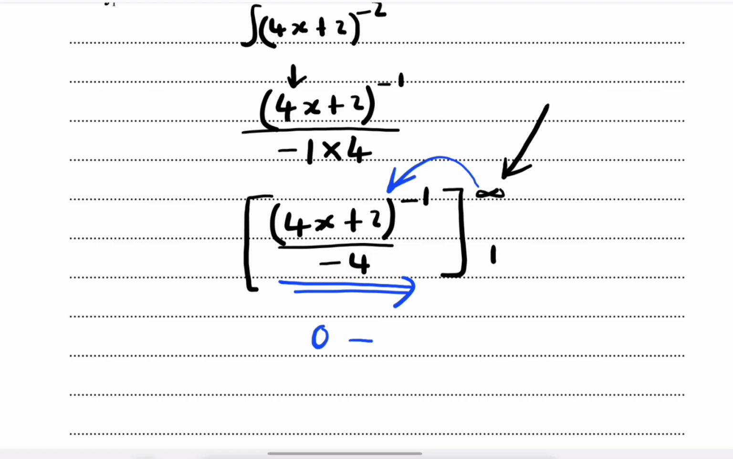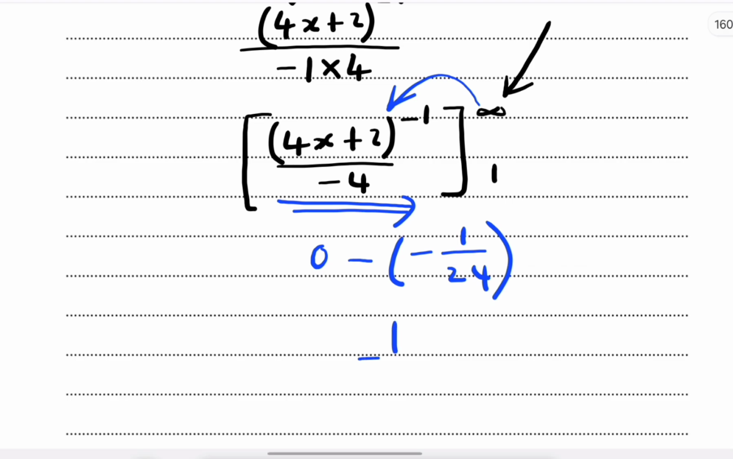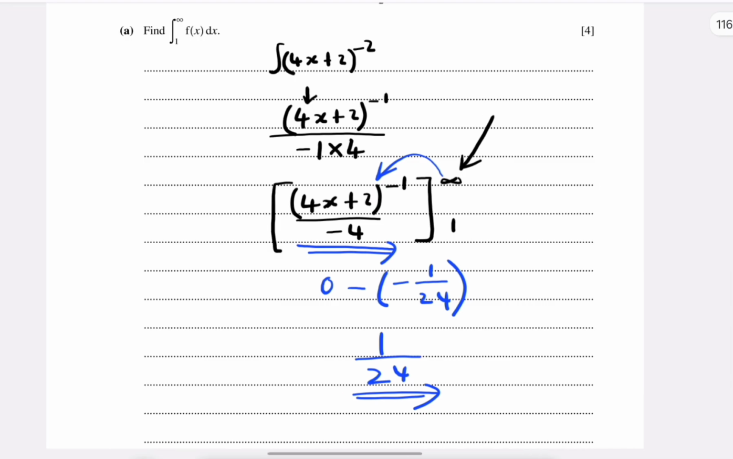Then we subtract, substituting 1: that's (4 + 2) to the power minus 1 over minus 4, and we get minus 1 over 24. So 0 minus minus 1 over 24 gives us 1 over 24. And this is basically how we deal with improper integrals at AS level.